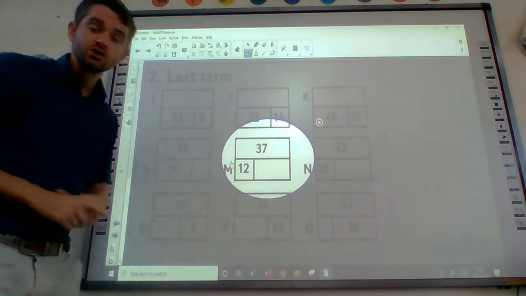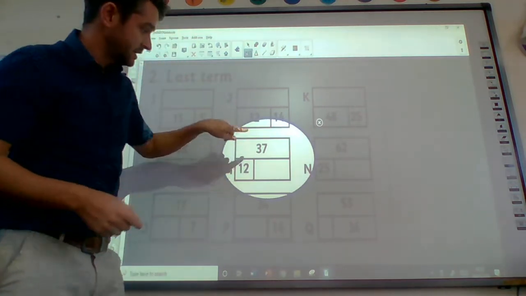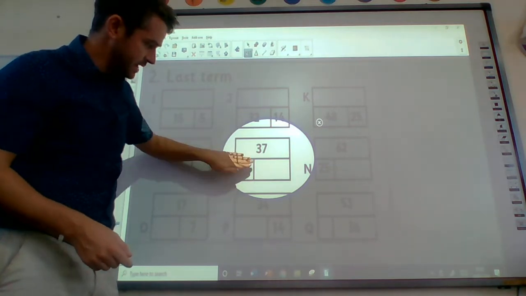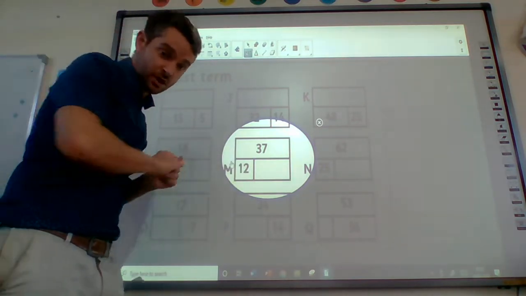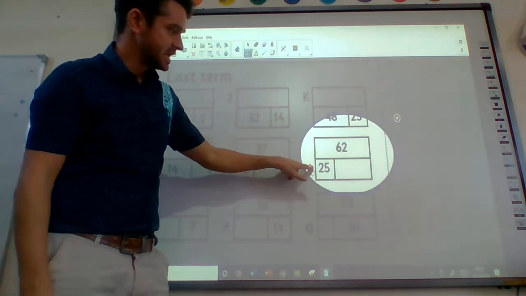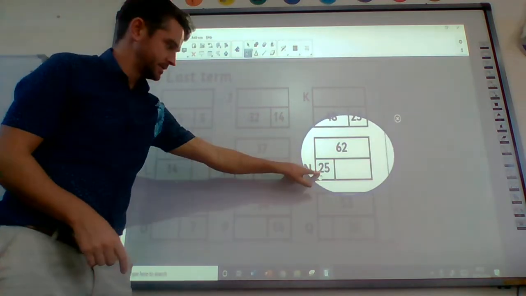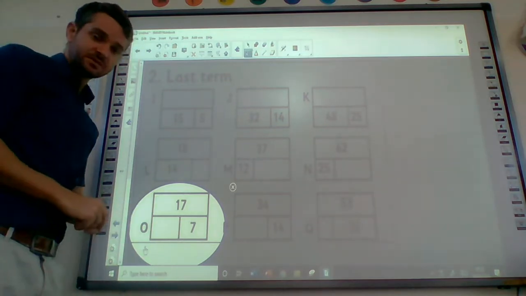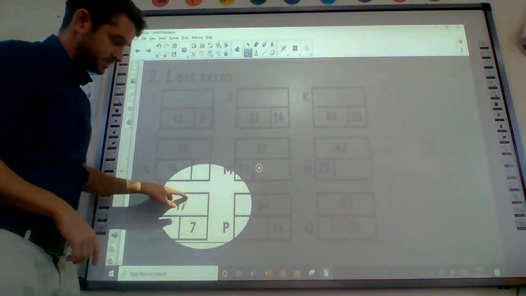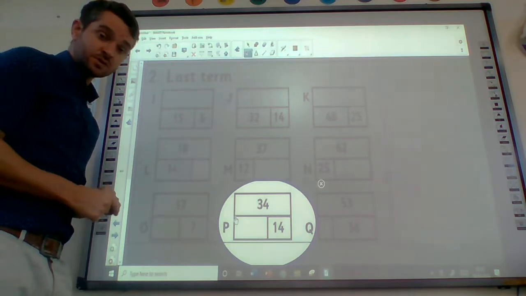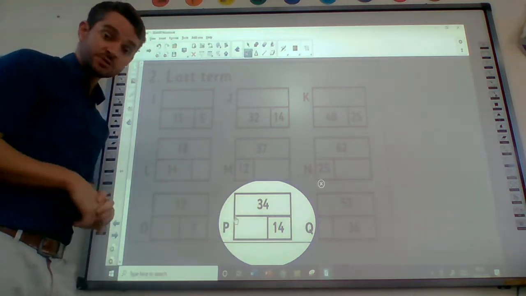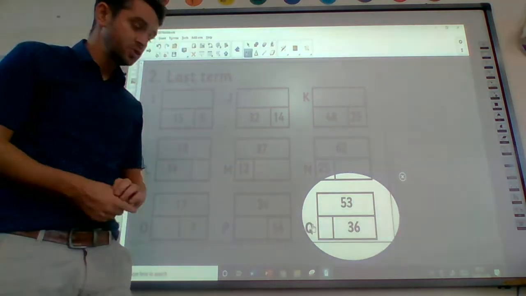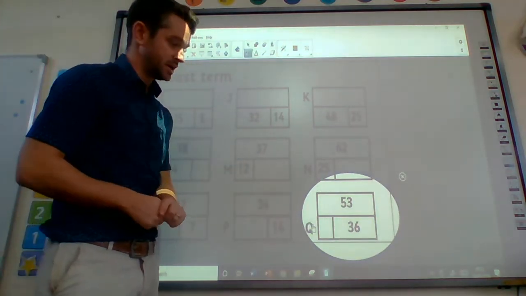This one here, you might need to draw a number line. To find this number, we do 37, take away that 12. 37, take away 12, with a number line. Same for N, number line. Down here, you might be able to do this one in your head, because one of the numbers is a bit smaller. You might be able to do this one in your head, because only the tens change, but if you're not sure, number line. And this one here, Q, you will probably need to use a number line.